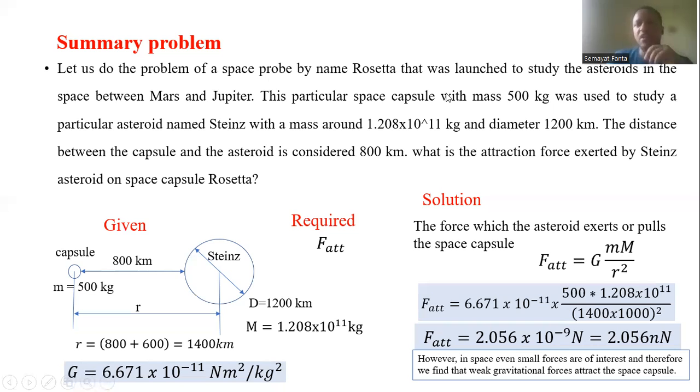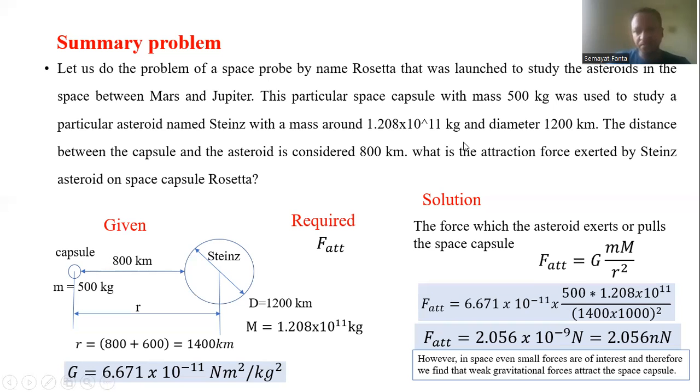This is the name of the spacecraft that was launched to study asteroids in the space between Mars and Jupiter. This space capsule, with a mass of 500 kg, was used to study a particular asteroid named Steins, one of the asteroids for this mission. The mass of this asteroid is 1.208 × 10¹⁰ kilograms, and the diameter of the asteroid is taken as 1,200 kilometers. The distance between the capsule and the asteroid is considered 800 kilometers. So I tried to picture all the matter here.